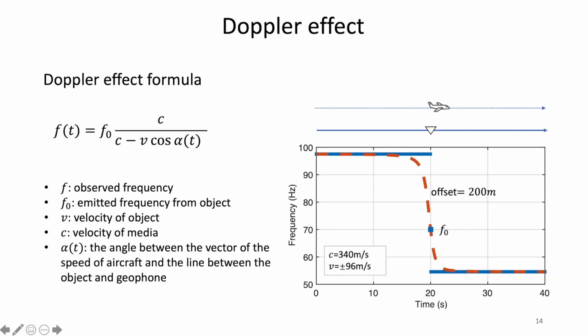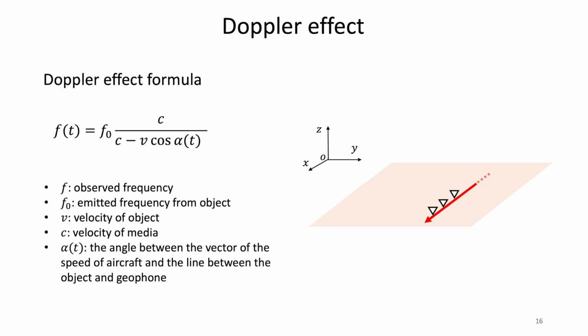When there is an offset between the trajectory line and the geophone, the angle alpha will not be zero. In this case, the observed frequency changes smoothly. When we increase the offset, the curve gets smoother. Let's consider a more realistic situation.